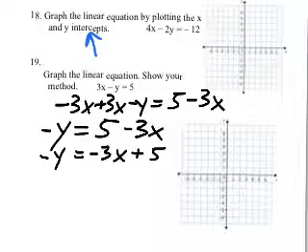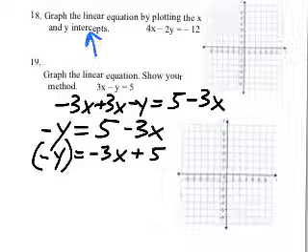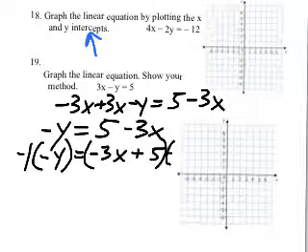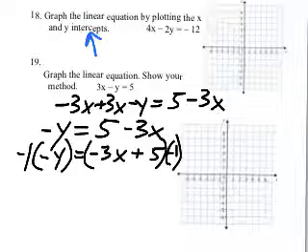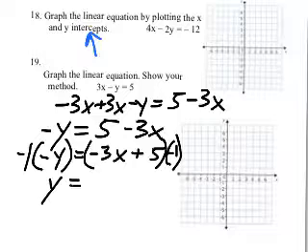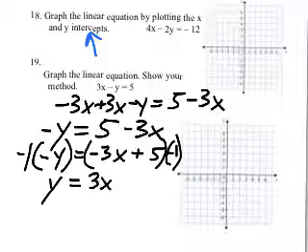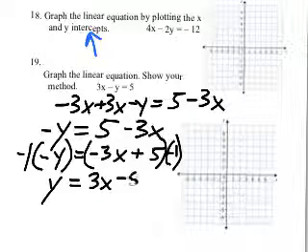Okay, but now to get it so it's y, not negative y, I have to multiply both sides by negative 1, or divide by negative 1. Doesn't really matter. So I think I'm going to multiply by negative 1. Both sides, negative 1. Okay, so that turns this into y, this into a positive 3x, and that into a negative 5.